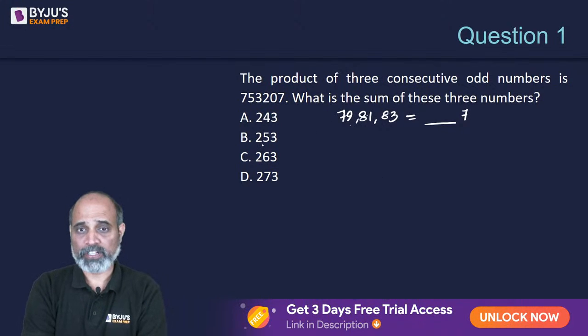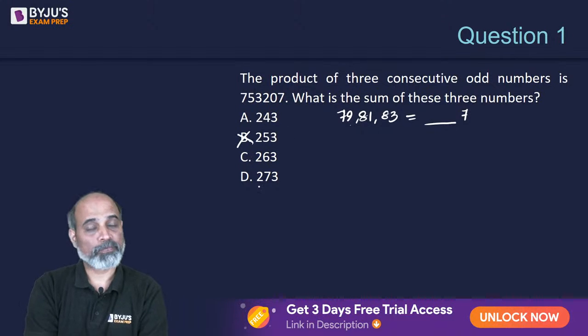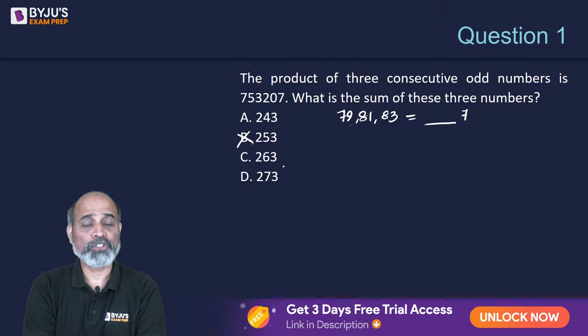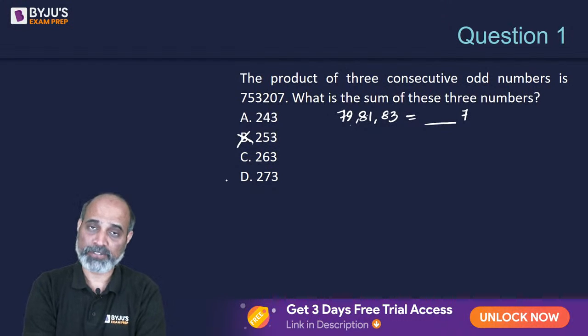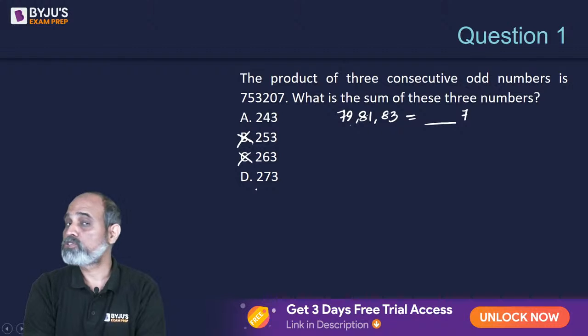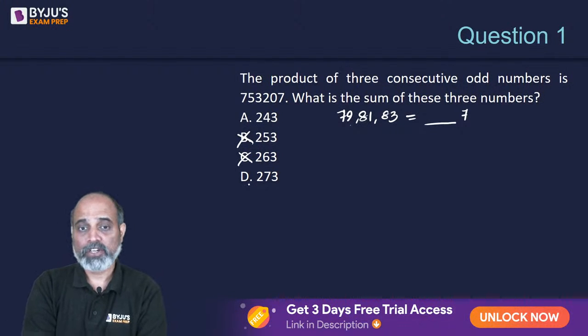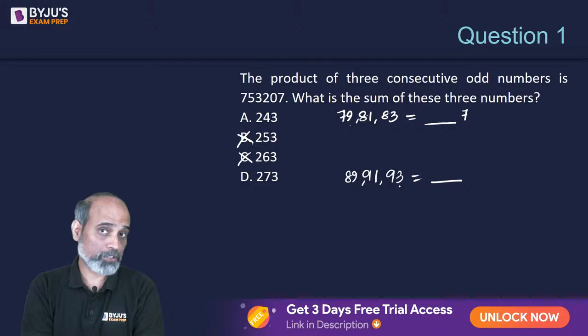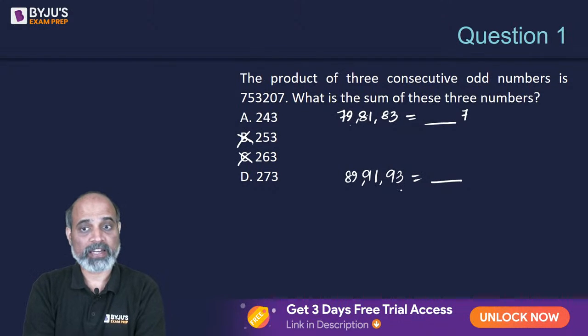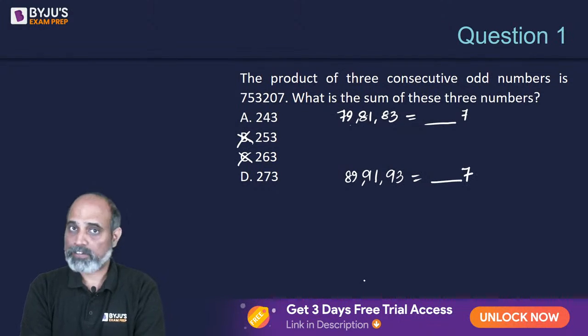If we take 253 and divide it by 3, you will get a fraction. So B cannot be your answer. If we take 263 and divide it by 3, it will again give us a fraction. So 263 also cannot be an answer. 273 when divided by 3 gives us 91 as the middle number. Before 91, obviously we'll have 89, and after 91, we will have 93. The last digit of the product of these 3 numbers is 9 into 1, 9, 9 into 3, 27, 7. So this also ends in 7.